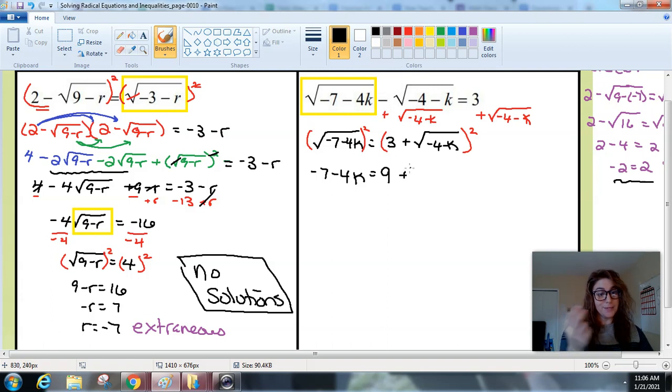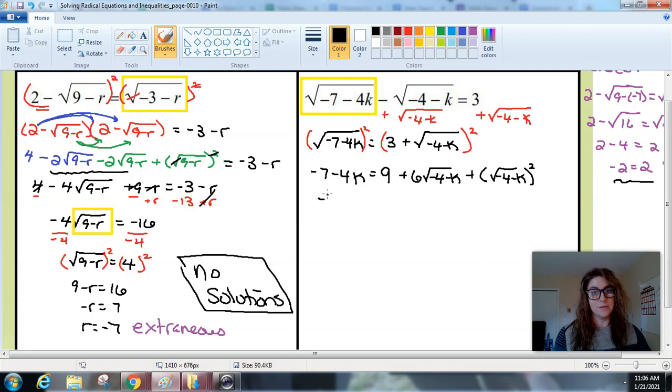Plus, I would have 3 times the root, and then the root times 3. So there's 6 total of those, because I would have 3 radical plus 3 radical. So that's 6 of the radical. And then plus the radical squared. And again, we know that that square is going to cancel out. So we're just going to be left with -4 minus k.